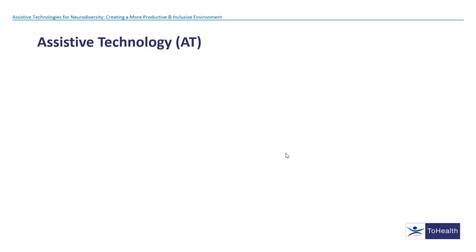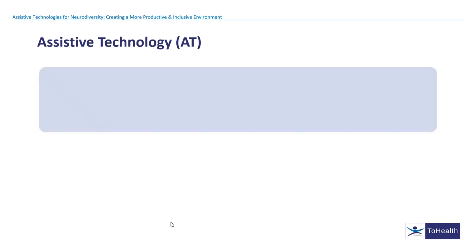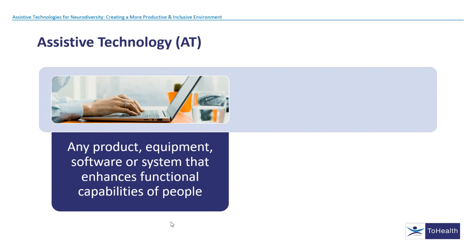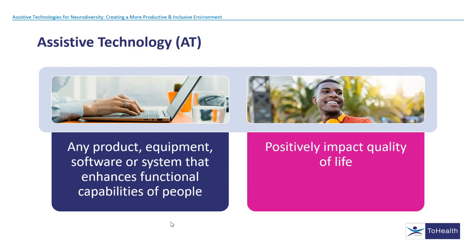Okay, so when we talk about assistive technology, this refers to any product or equipment or software or system that is designed to enhance the functional capabilities of people with disabilities or impairments. It is a broad term that encompasses a wide range of devices and tools, including mobility aids, communication devices, sensory aids, cognitive aids, and more. And it can be used by anyone, not just those that have a neurodiverse condition, to make tasks easier and more efficient.